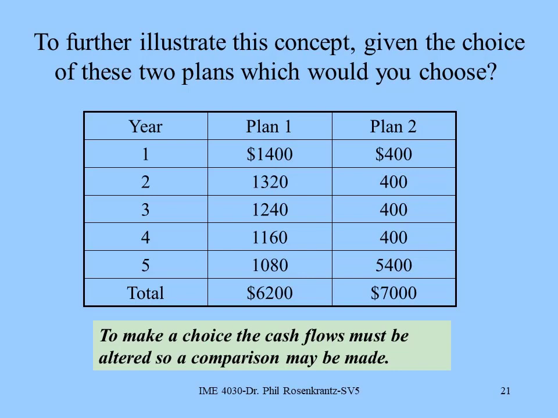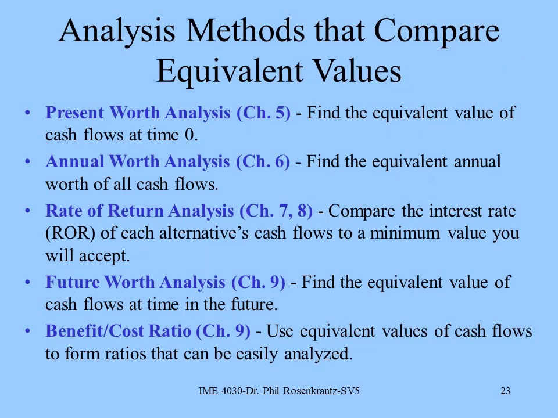Let's go to slide number 23 and point out that in this course, we're going to be doing exactly that. We're going to be comparing alternatives and choices by finding equivalent values and then comparing those equivalent values. For example, the technique we learn about in Chapter 5 is called present worth analysis. In Chapter 5, we find the equivalent value of all the cash flows at time 0, and then we compare those. In Chapter 6, we use annual worth analysis, where we find an equivalent annual worth of all of our cash flows and we compare those.